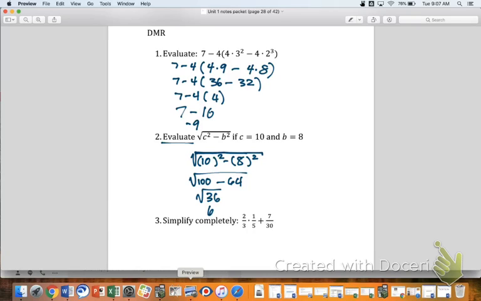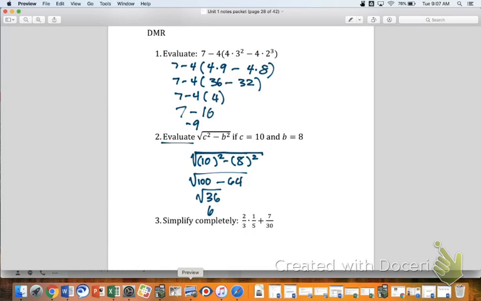Nope. Okay. Finally, we get down to number 3. It says 2/3 times 1/5 plus 7/30. So this is multiple operations going on. We have clear multiplication. We have clear addition. Which one should I do first? Multiplication. Got to do multiplication first.